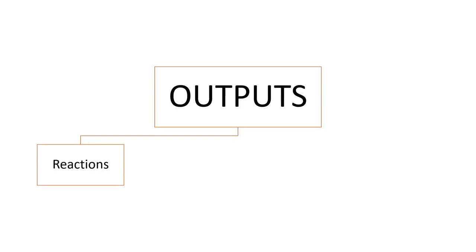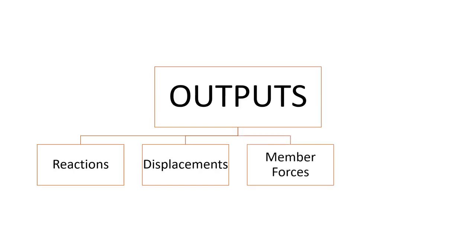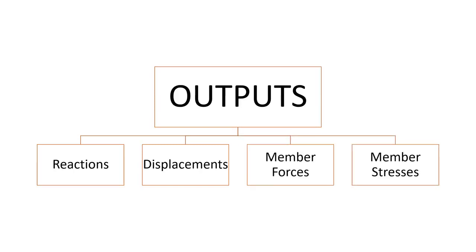output. Now the outputs consist primarily of reactions, the displacements of the members and the nodes, that is the joints, the member forces, and the member stresses.